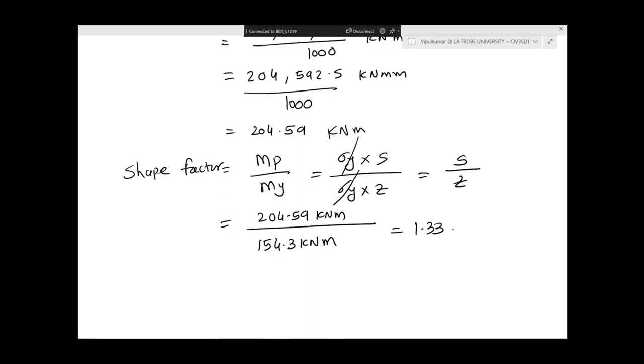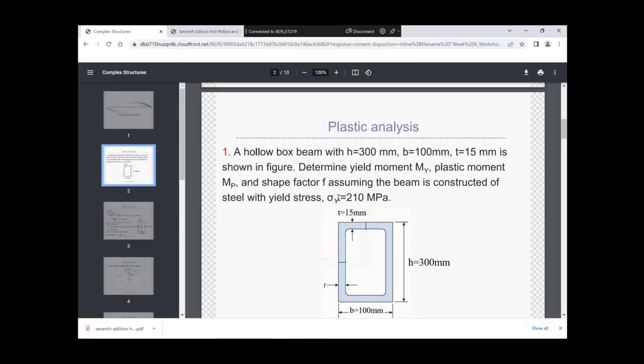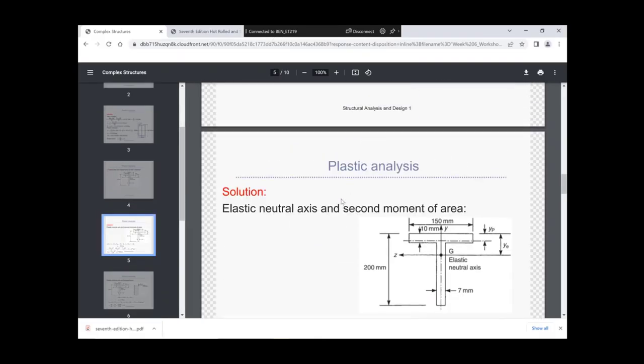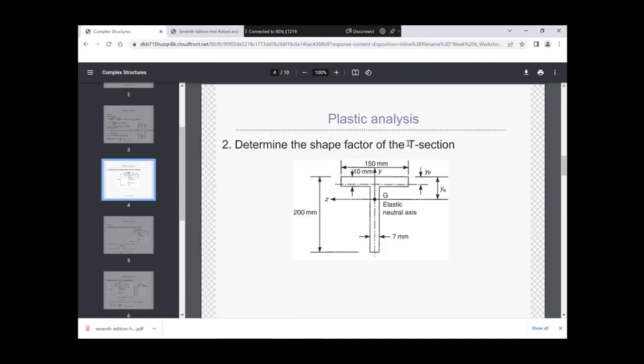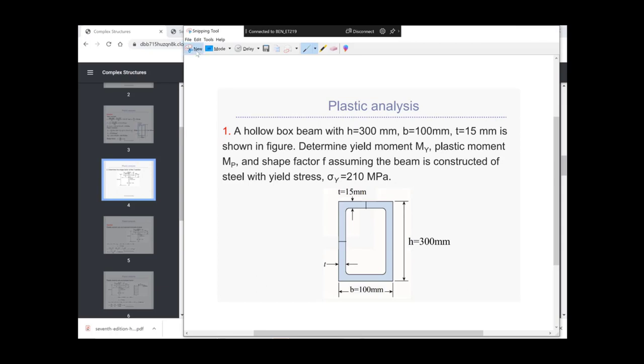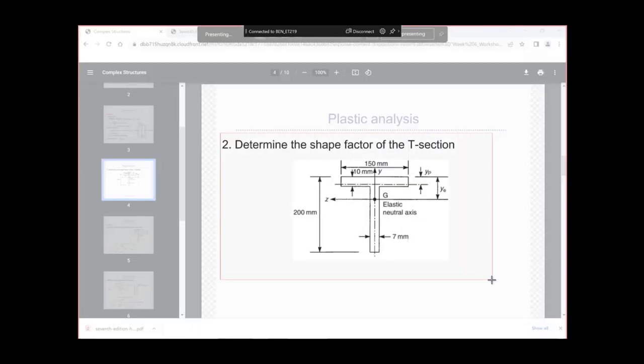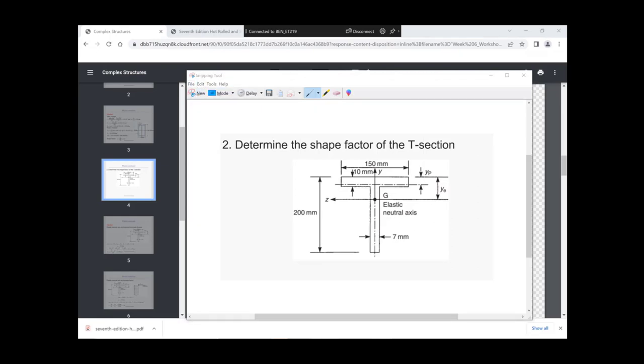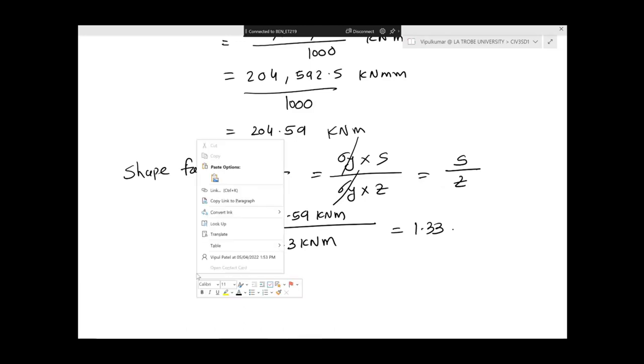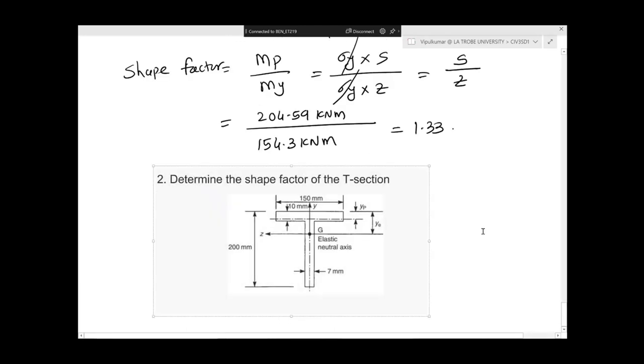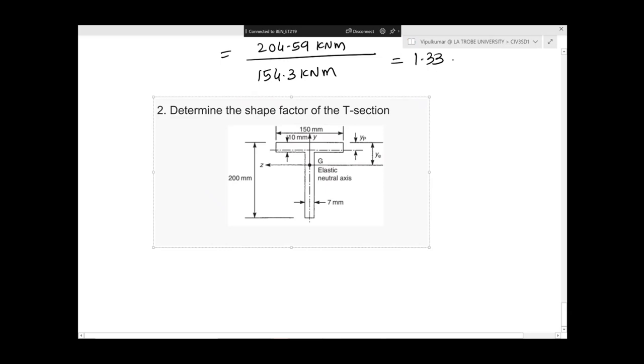So does everyone understand? Elastic section modulus, plastic section modulus, yield moment, plastic moment, plastic neutral axis, elastic neutral axis, and so on. Okay, let's do another example. Same procedures, by the way. There is not much difference. Any questions? If you don't understand any of this, stop me. Can we move on to the second one? Okay, it is a T beam now.